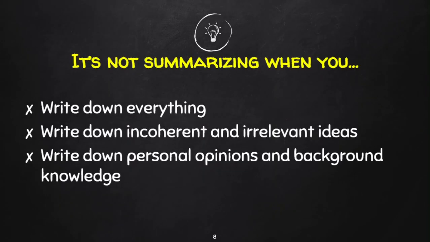Okay, now let's see why many students fail to summarize. It is because number 1, they write down everything. That's very wrong. Second, they write down incoherent and irrelevant ideas. So that's not what you call summarizing. Third, they write down personal opinions and background knowledge. So in summarizing, our opinion doesn't matter. We have to be very objective when writing our summary.